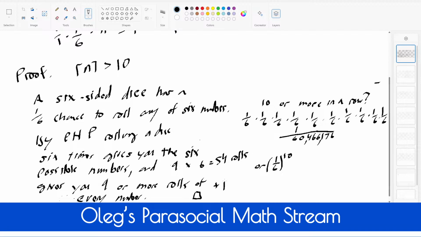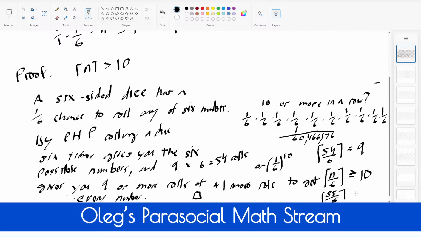Now, and then plus 1 more roll to get n over 6 rounded up to equal 10. Because we're rounding up, in this case, we need it greater than or equal to 10. And because 54 over 6 ceiling is equal to 9, and 55 over 6 ceiling is equal to 10.